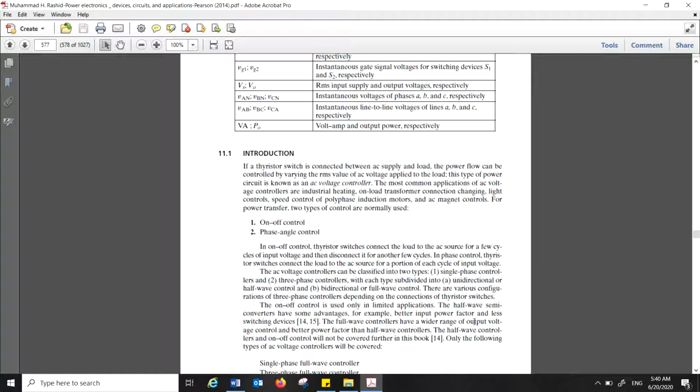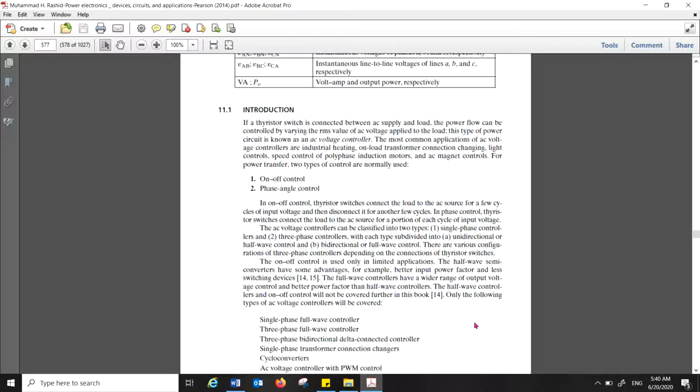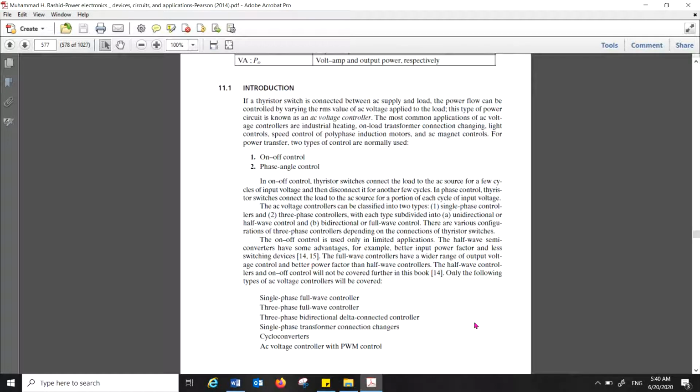Half-wave controllers are not discussed anymore. Actually, in the third edition, Dr. Rashid discussed half-wave controllers, but in the fourth edition, he just omitted that topic from everywhere, from rectifiers, from fully controlled rectifiers, and AC controllers. He removed that half-wave part. He just starts from the full wave.